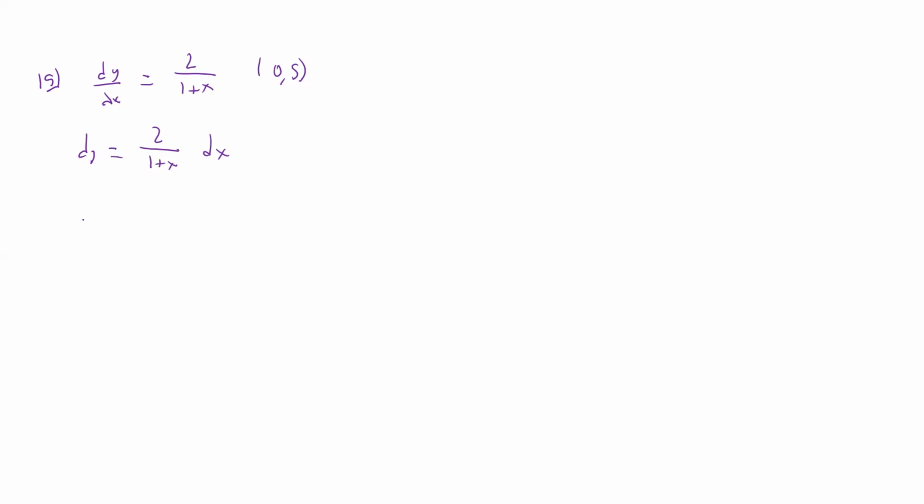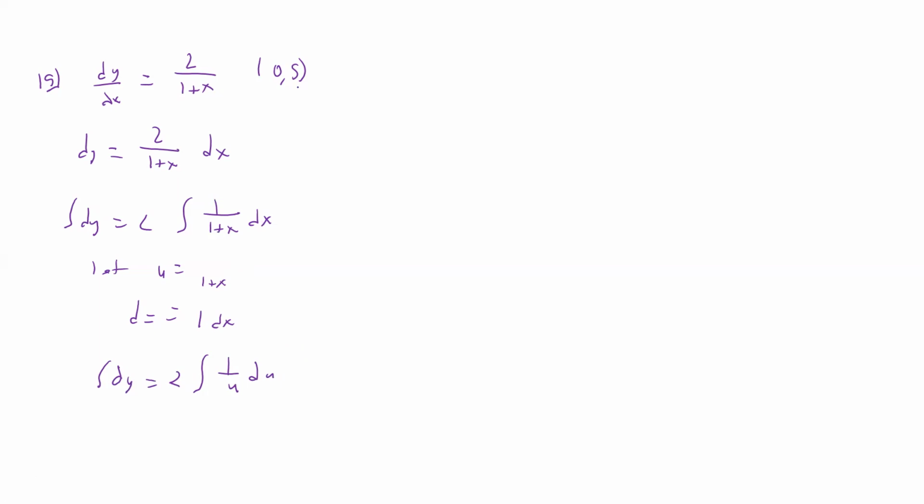So now if I look at that as the integral, that's the integral of dy equals 2 times the integral of 1 over 1 plus x dx. Well, I'm just going to say, let's let u equal 1 plus x. Then du is equal to 1 dx. So then we have the integral of dy equals 2 times the integral of 1 over u du.